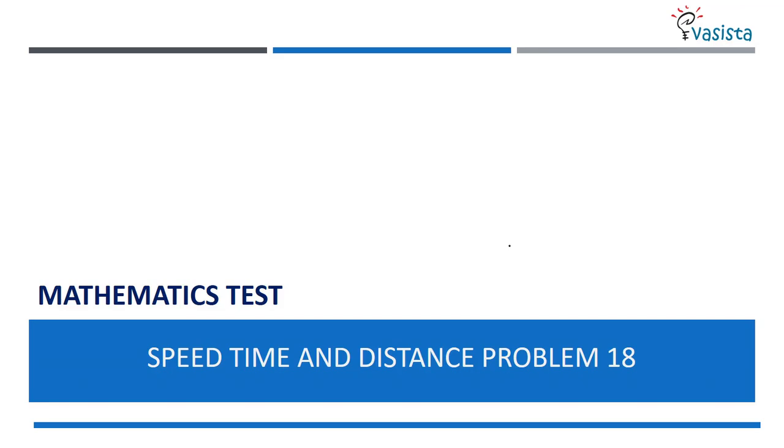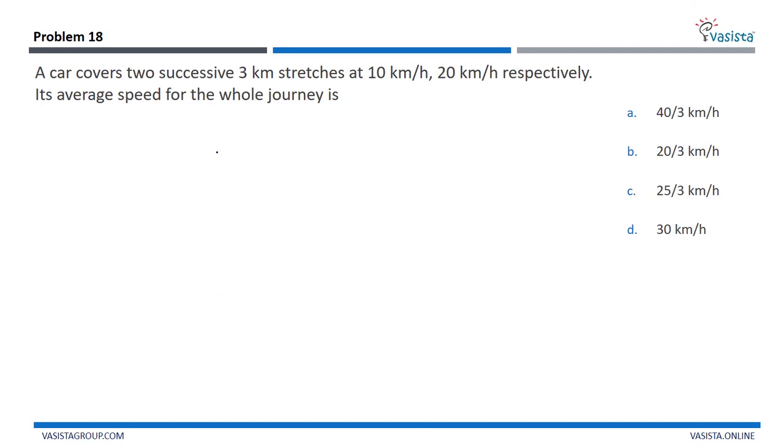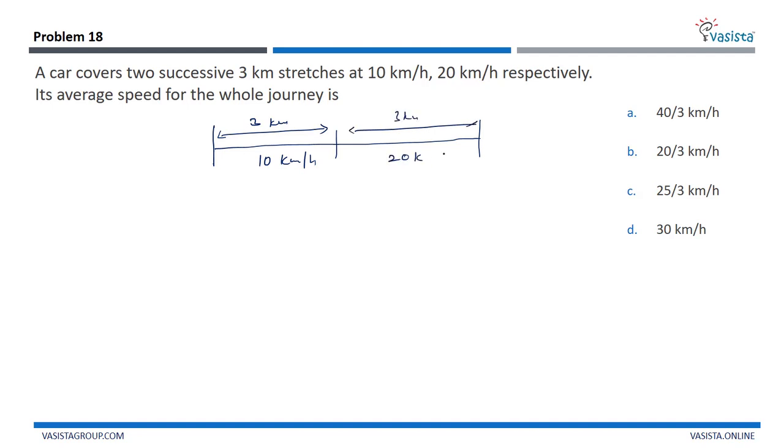Right, let us go with the next problem, that is 18th. Right here, the car covers 2 successive kilometer stretches at 10 km per hour and 20 km per hour respectively. Its average speed, right? The car covers successive stretches. Let me consider this is 6 km. This is a 3 km stretch, 3 km, and it covers at a speed of 10 km per hour. Then again this is 3 km, right, which it covers at 20 km per hour.